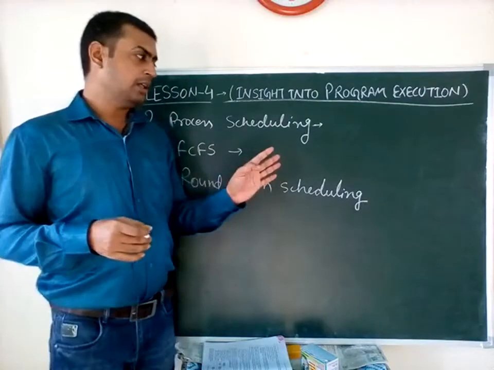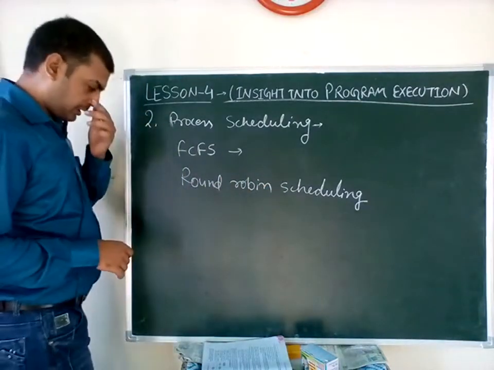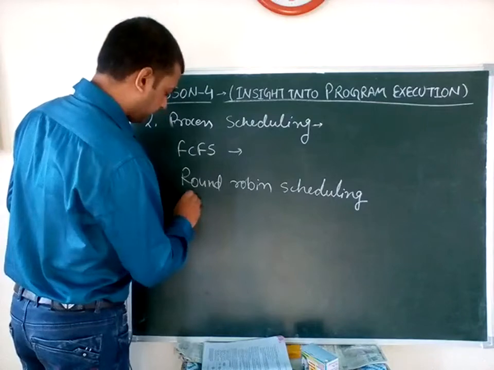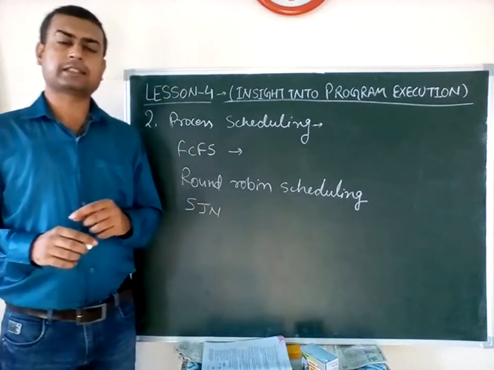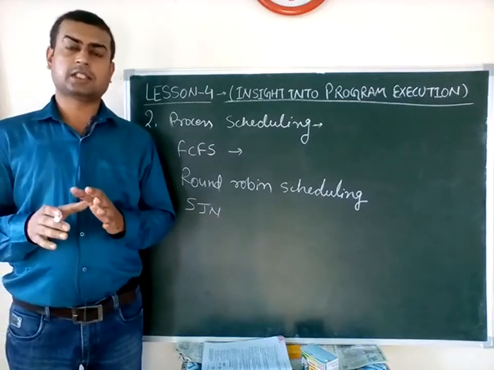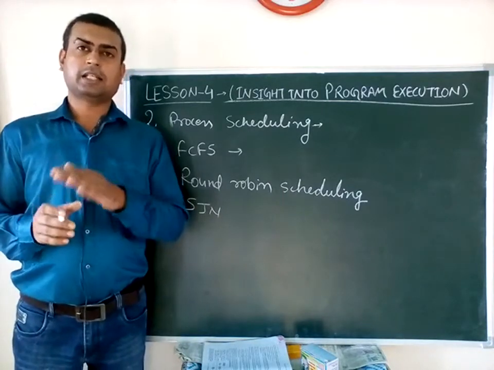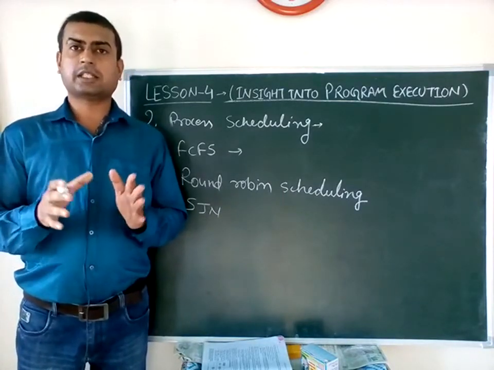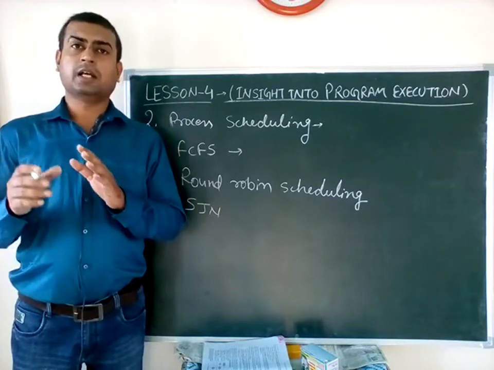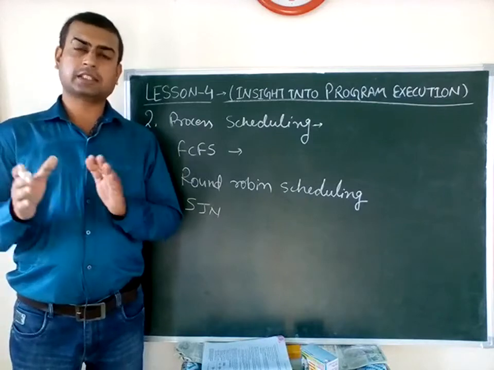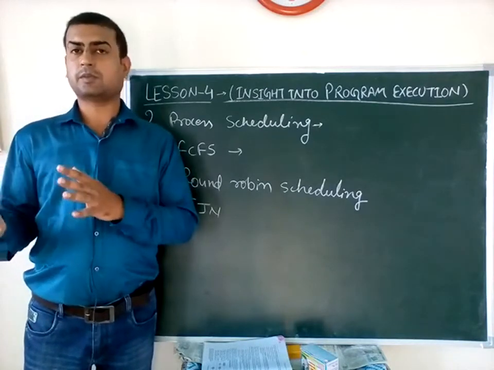This is called round robin scheduling. The next is your SJN. This is the shortest job next, meaning the process which is very small will come first. If the process is large, then it has to wait for some time. Only after the smallest process is executed will the biggest process come.